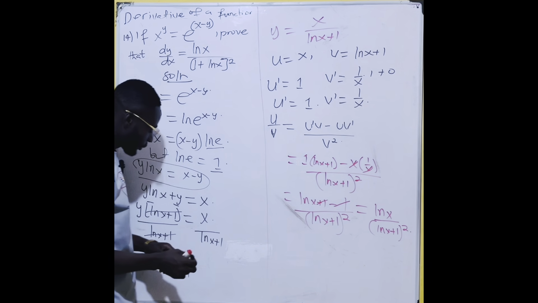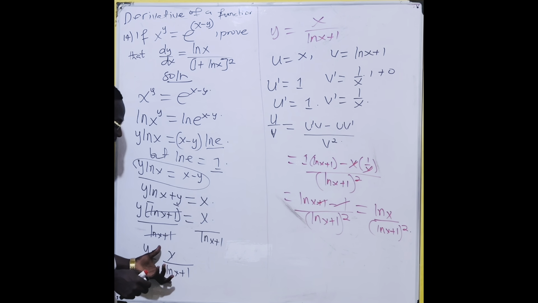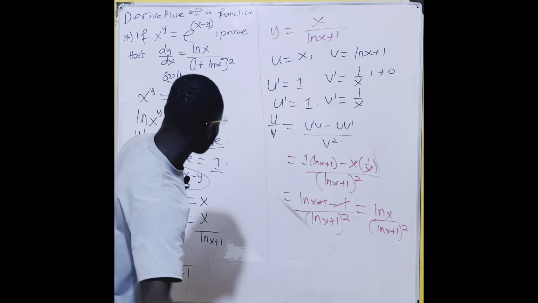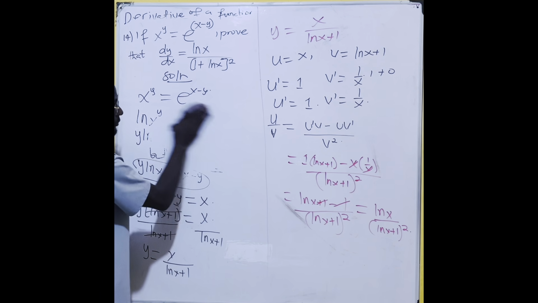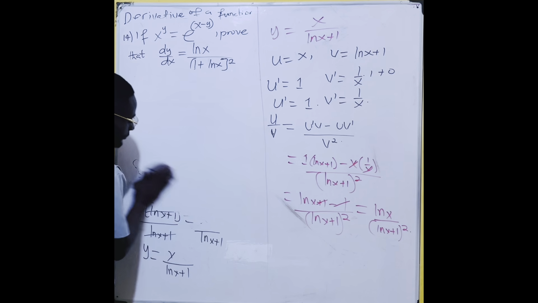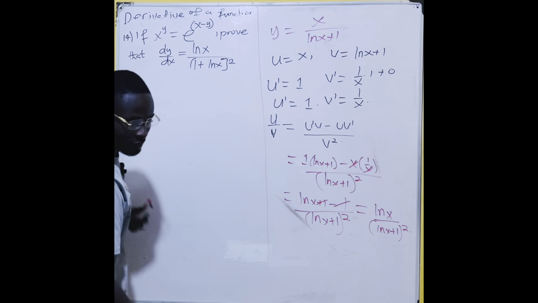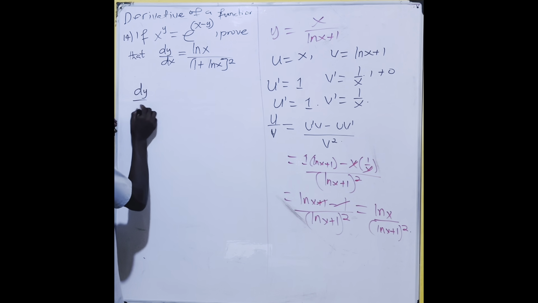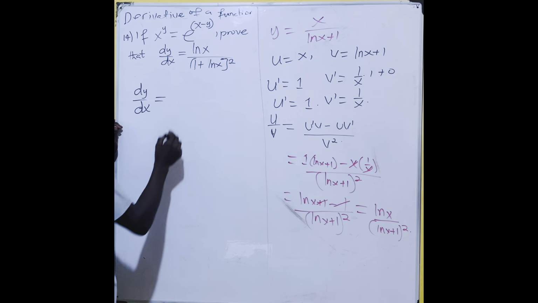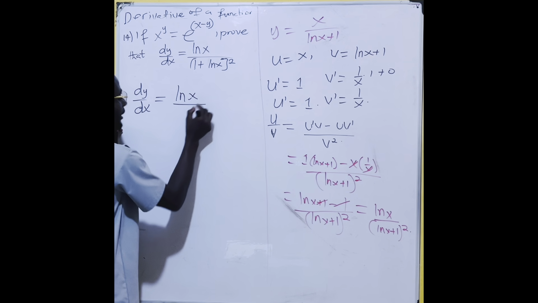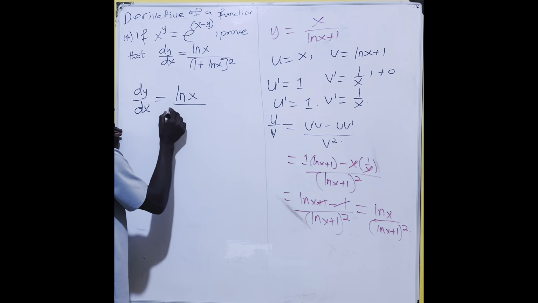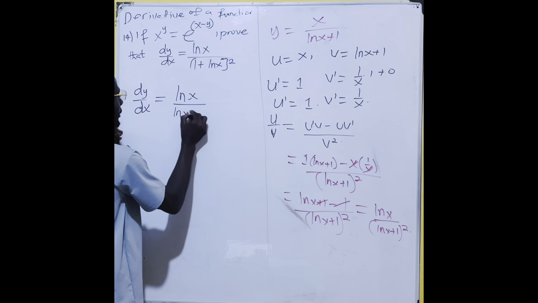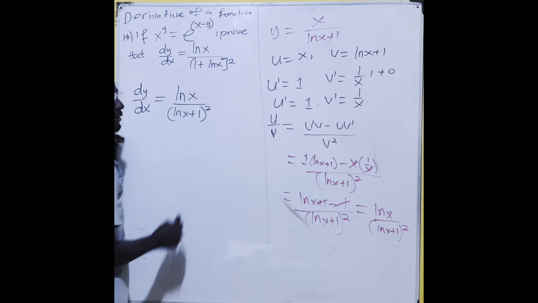Okay, so we have been able to differentiate the right hand side, and the left hand side is just dy dx. So we are going to have our final work to be dy dx equals ln x divided by ln x plus 1 all squared.